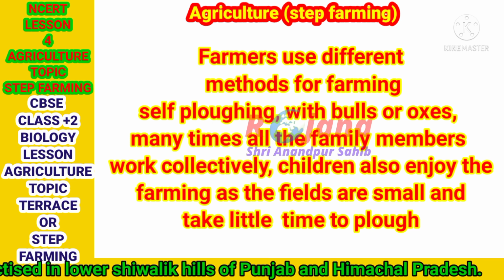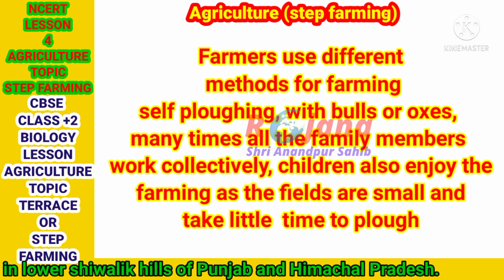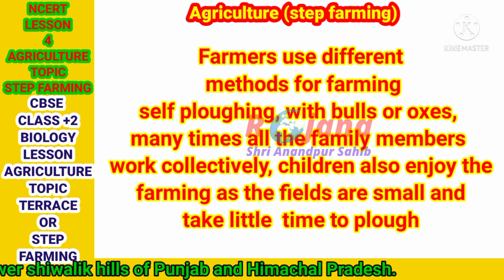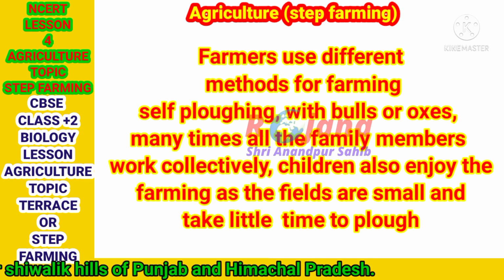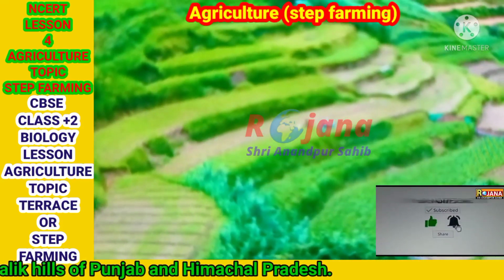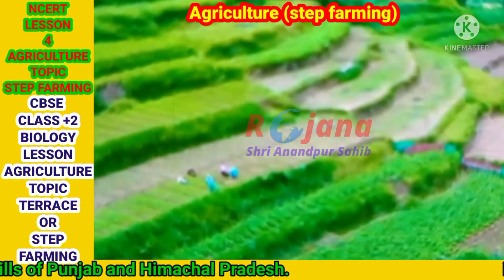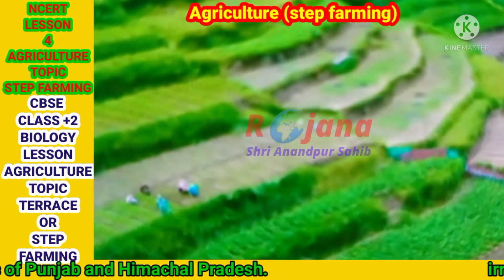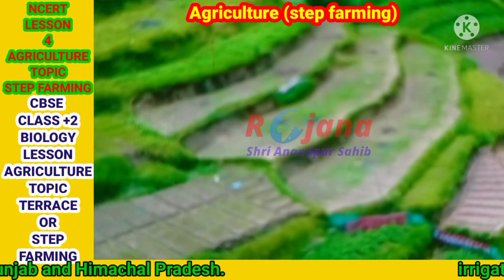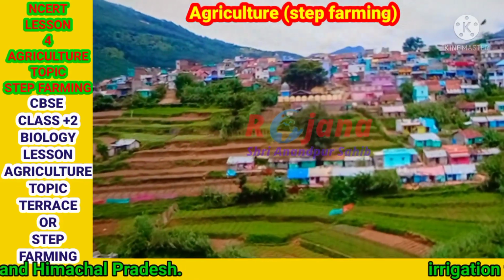Farmers use different methods for farming. In hilly areas, farmers use different methods like plowing with bulls or oxen. Many times, all the family members work collectively in the fields. Children also enjoy the farming, and with the help of other methods, that is, small technical tools are also now used in the mountainous or hilly areas in the Indian subcontinent.